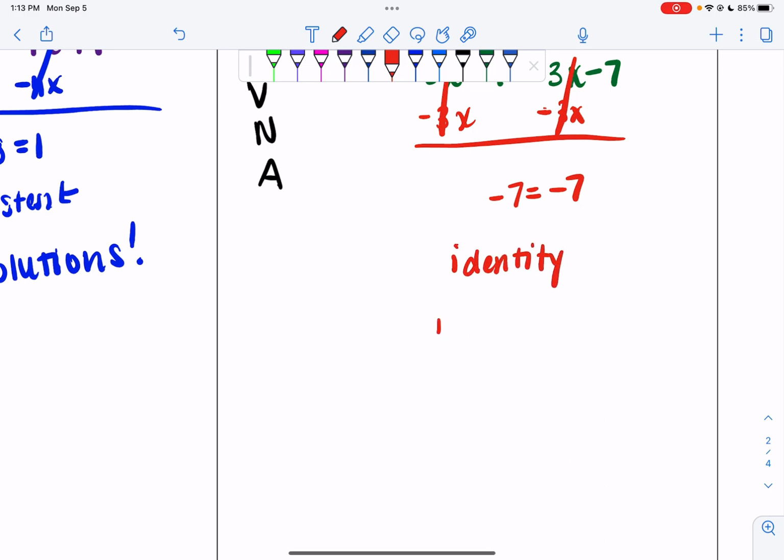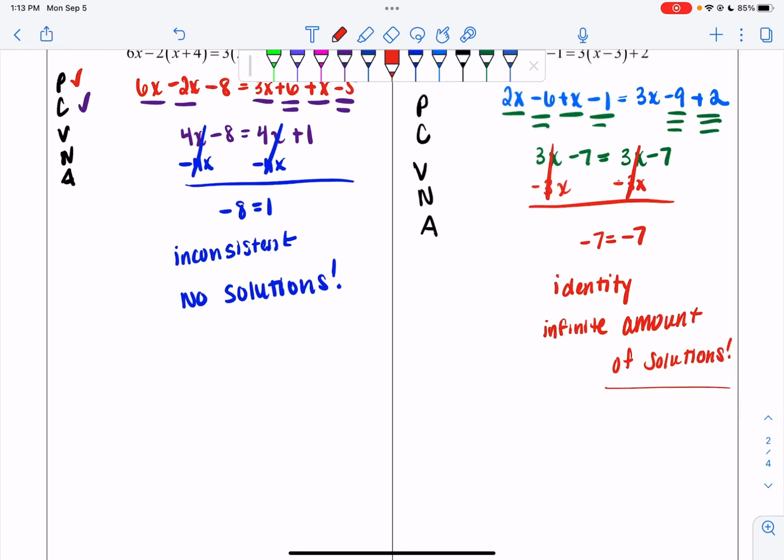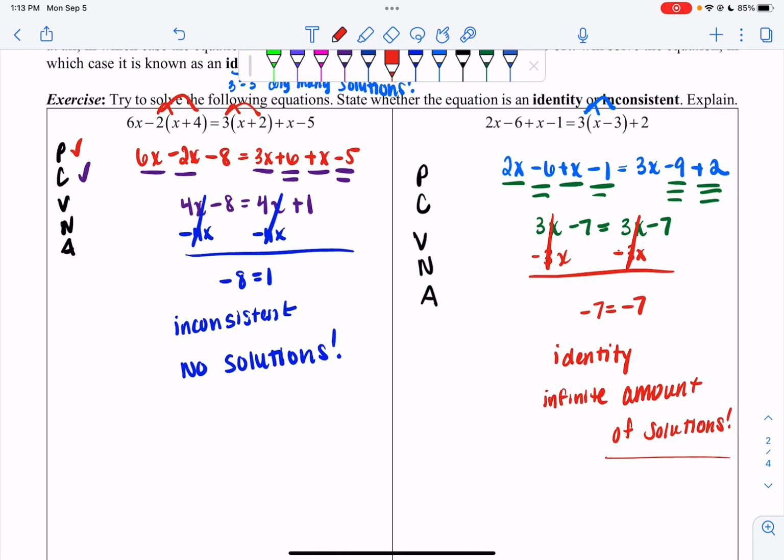Infinite amount of solutions. And what that means is you can plug in any value of x and you're going to get the same thing on both sides of the equal sign. So you can plug in 2, you can plug in 3, you can plug in pi, you can even plug in negative 1 million and you'll still get the same thing.